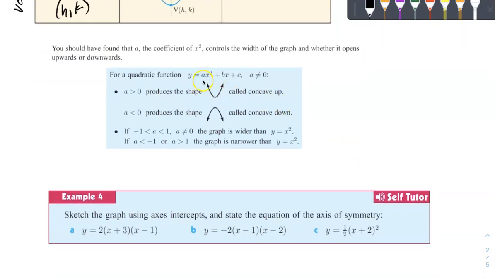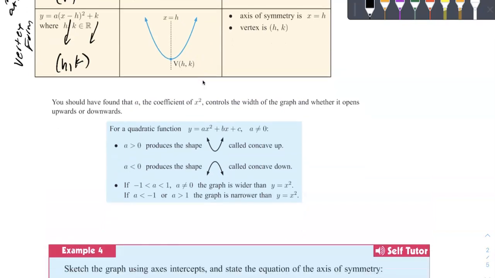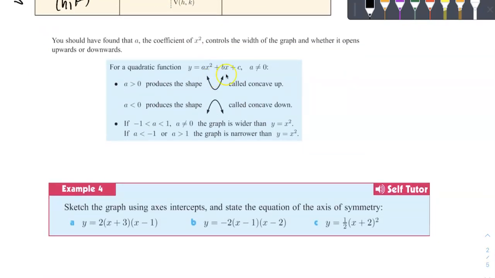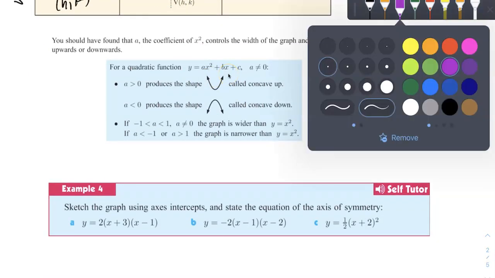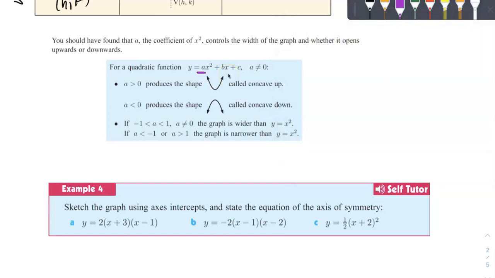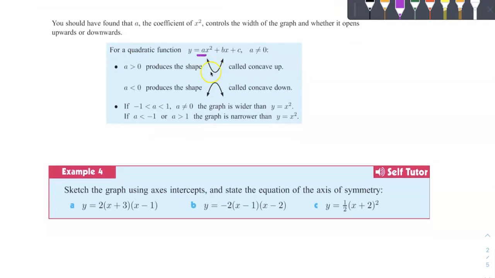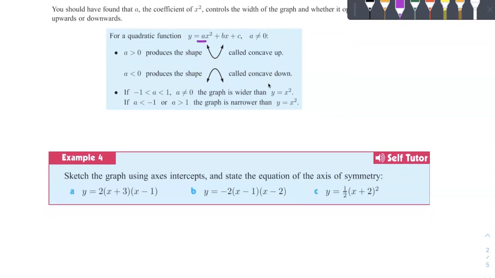Now, I talked a little bit before about how there's a min and max, and this is how you could tell when it's a min or max, when it opens up or down, and that is by looking at the a, the coefficient of the x squared term. If your a is positive, then you know your graph's going to open up, and we have a local min. If your a is negative, then we know our graph's going to open down, and we have a local max. This is called concave up when it opens up, and concave down when it opens down. Okay, so those are some of the basics.